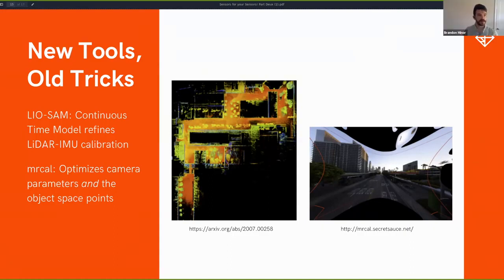And then mrcal is actually a library. Let's see, from, what is it? Oh, now I'm going to get dunked on by mrcal too. But it optimizes the camera parameters and the object space points, which is the coolest thing. So if you go to the website, mrcal.secretsauce, they go into great detail about how this is done. If you want to get a start on bundle adjustment, I would point you to that page. They really do a good job of breaking it down.